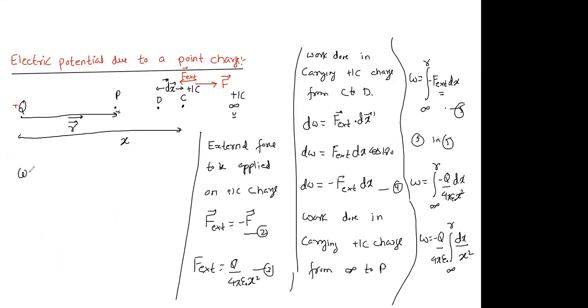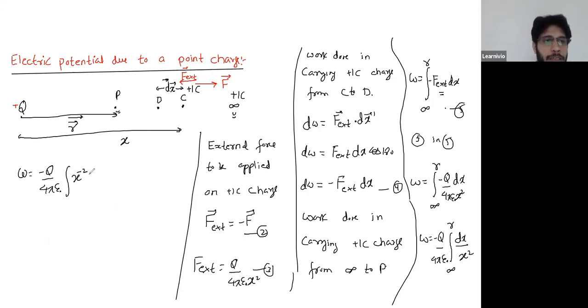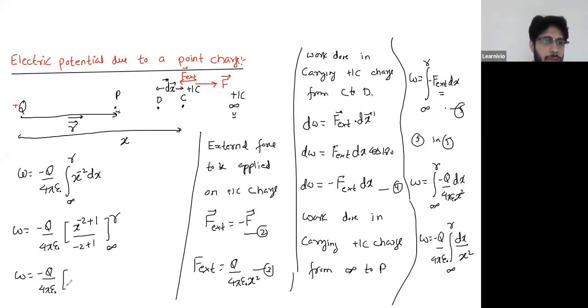So the work done is minus of Q by 4 pi epsilon naught. 1 by x squared could be written as x to the power minus 2 dx. Limit is from infinity to R. So it's minus Q by 4 pi epsilon naught times x to the power minus 2 plus 1 divided by minus 2 plus 1, and the limit is from infinity to R. So you can write this as minus Q by 4 pi epsilon naught times x to the power minus 1 by minus 1. Limit is from infinity to R.